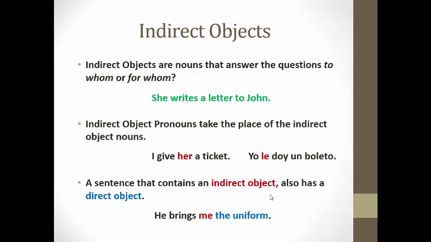Okay, so if a sentence has an indirect object in it, there's also a direct object. Sometimes that direct object will be implied. For example, listen to this sentence. I write you. Okay, there my direct object, I write you, was implied. Maybe I write you a text message, or I write you an email, a letter, etc.